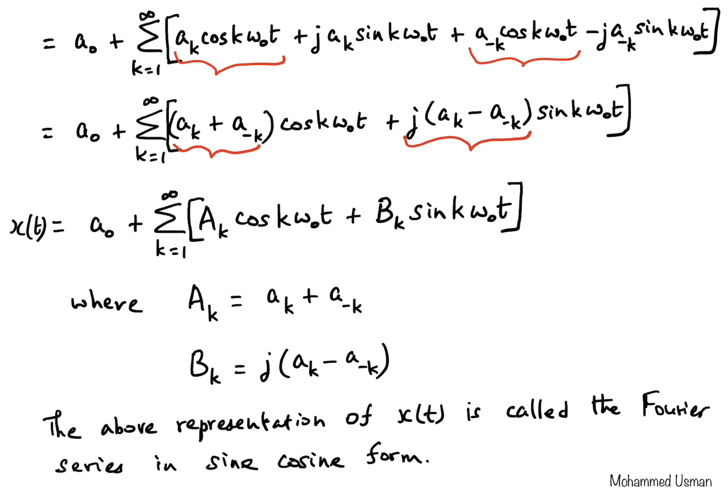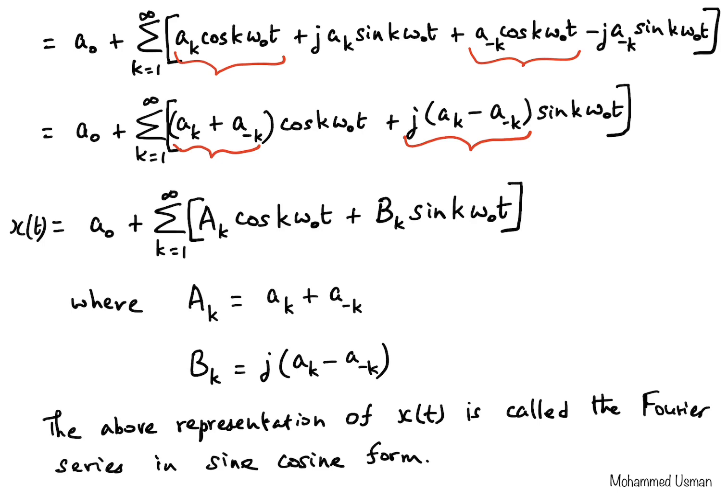These are the two forms that you will come across while solving a lot of problems in this course. So you need to be familiar and comfortable with representing signals in both forms: the Fourier series in exponential form, and in sine and cosine form. Accordingly, you need to compute just the small ak's, or after computing the small ak's, compute the capital Ak and capital Bk using these relationships.